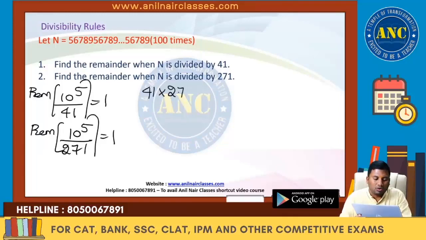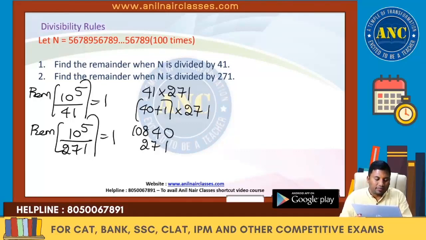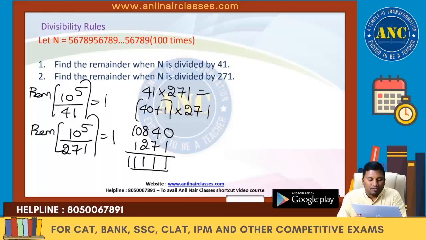Let us calculate what is 41 into 271. So this is nothing but 40 plus 1 into 271. 1 into 271, and 27 fours are 108, so 40 times 271 is 10840, plus 271. So this is nothing but 11111, it is 5 ones. So 41 into 271 is 5 ones.